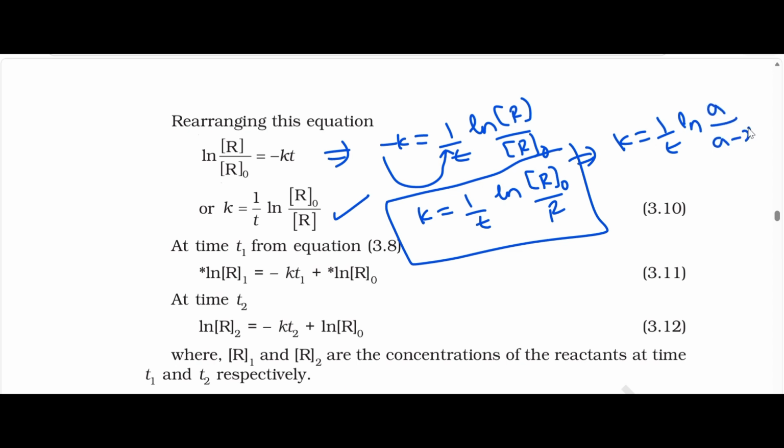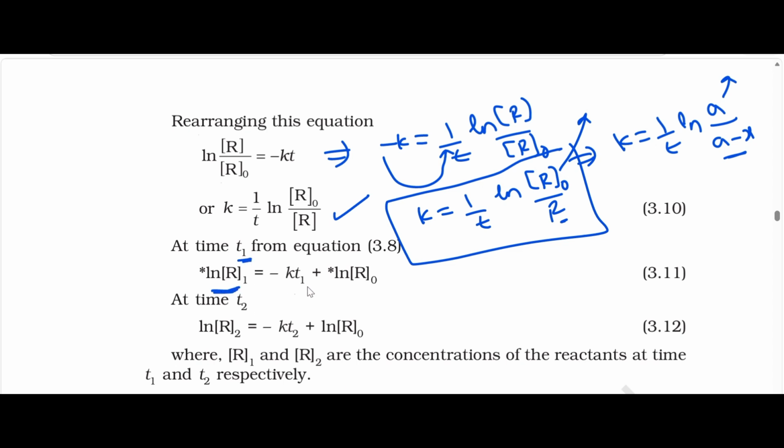In our derivation I got k equal to 1 by t ln a by a minus x, where the initial concentration denoted here by r naught I have indicated with a, and the remaining concentration indicated as r I have indicated with a minus x. That is the only difference. You can approach either derivation, both will be the same. So based on the variables we have to solve the questions.